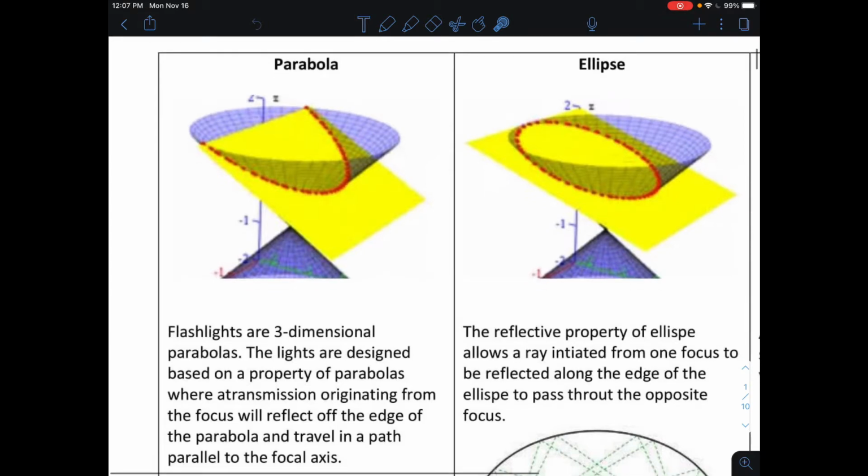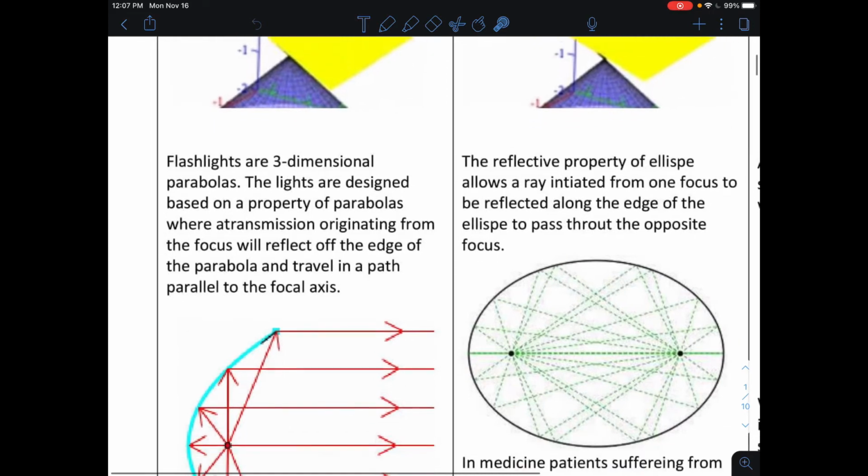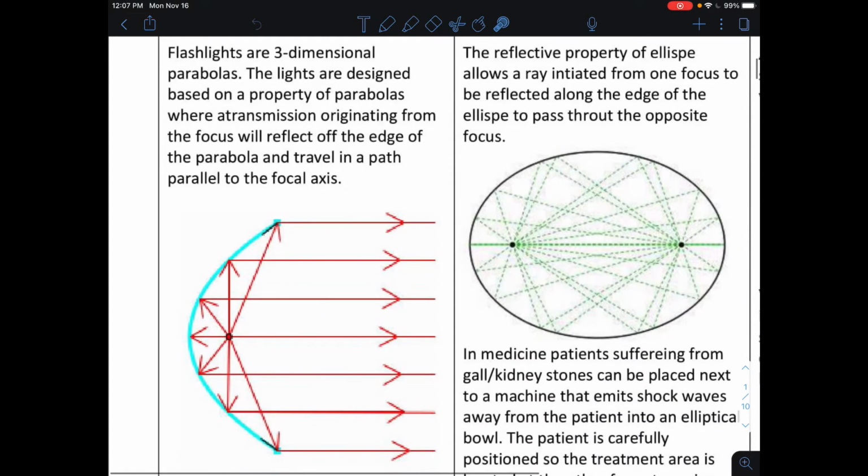A good example of a three-dimensional parabola is a flashlight or a satellite dish, because a lot of those are three-dimensional paraboloids, where I have my parabola and spin it to form a three-dimensional shape. The cool thing that happens with parabolas is you have a reflective property, where if something comes in, let's say like a transmission, or actually let's do a flashlight.